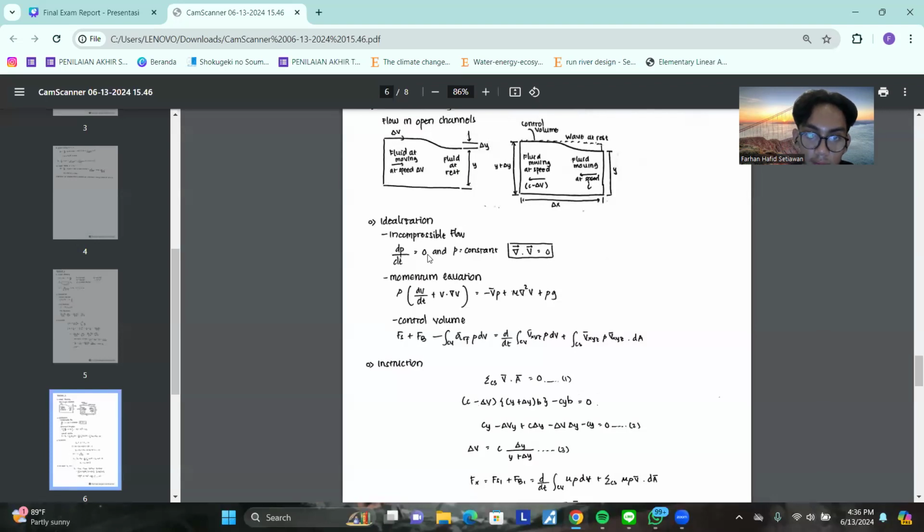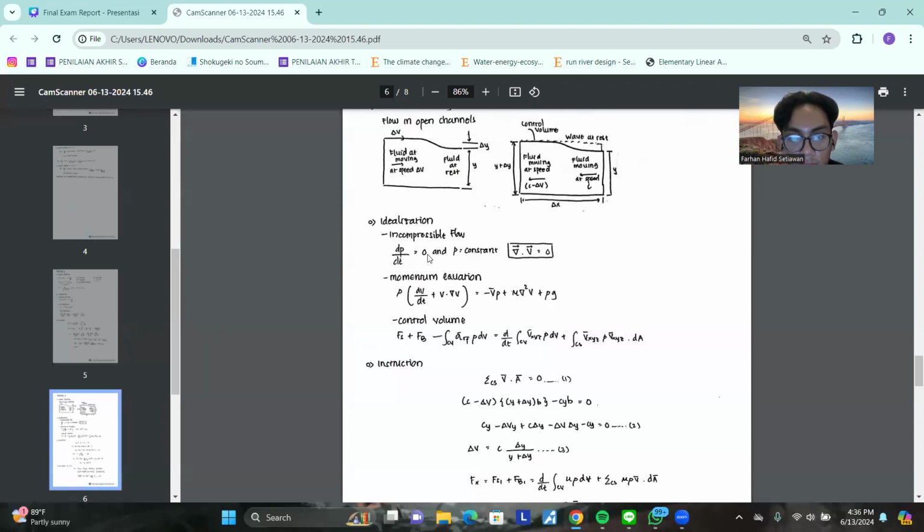incompressible flow. In incompressible flow, the rho is constant, so dv per dt equals 0. That luas times velocity is 0 too. So secondly, for the momentum equation, it is defined by rho times dv per dt plus v times area times v equals minus v minus velocity rho plus mu velocity squared area squared v plus rho g.